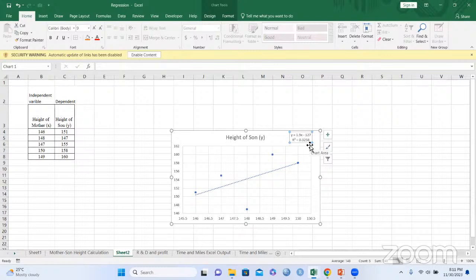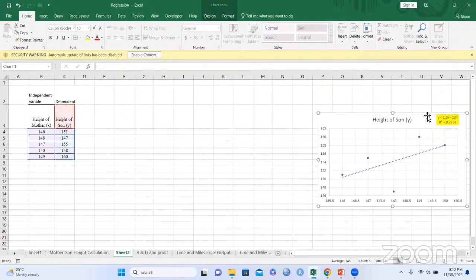Now you can see it is telling 0.32, that means 32.58%. So that shows that the son's height is only 32% determined or impacted by mother's height. So probably there might be other reasons, and tentatively father's height might be the other influencing variable. Okay, so this is what we will try to see how that will be done.